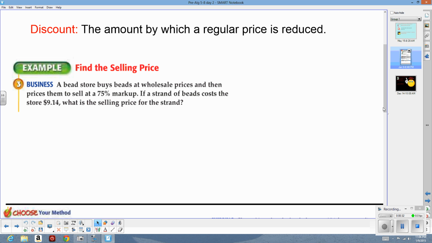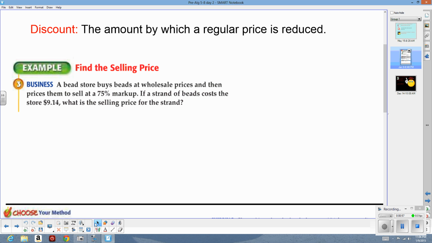Define the selling price. Example 3 says, a bead store buys beads at wholesale prices and then prices them to sell at a 75% markup. That means they're going to increase the price of the beads by 75% so they can make a profit. If a strand of beads costs the store $9.14, what is the selling price for the strand?